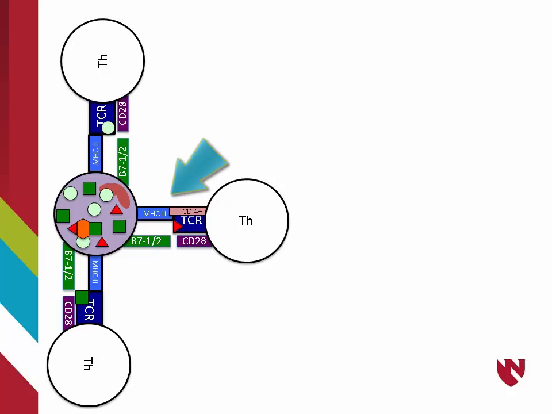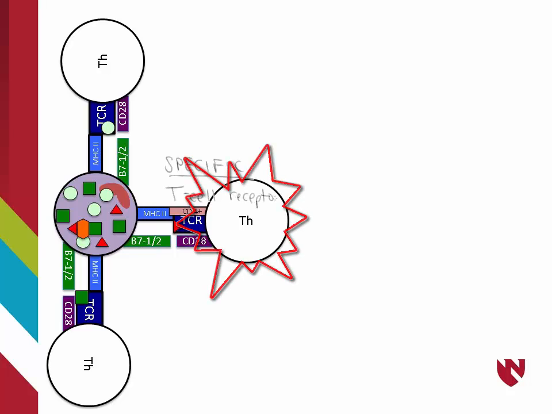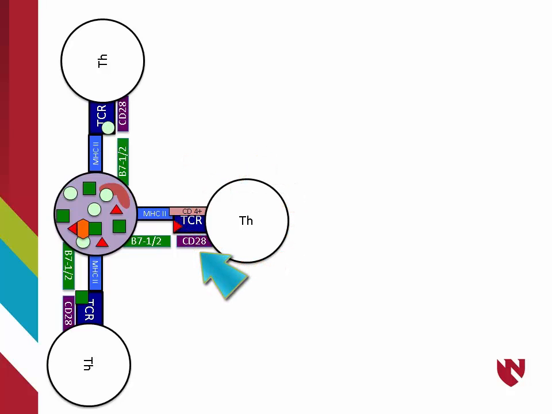CD4 positive T cells from the T cell rich area of the PALS will interact with the MHC class II on the APCs expressing viral epitopes through their specific T cell receptor. The T cell becomes activated and expresses CD28, which reacts with B7-1 and B7-2 co-stimulatory molecules on the macrophages. This signals the CD4 positive T cells to release interleukin-2, upregulate the high-affinity IL-2 receptor, and result in proliferation.